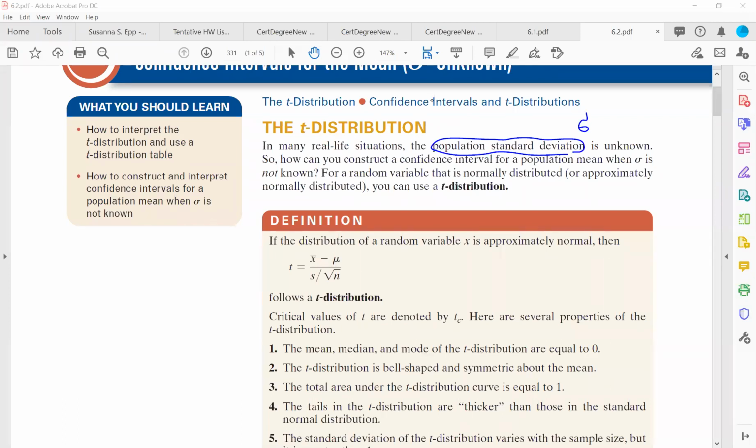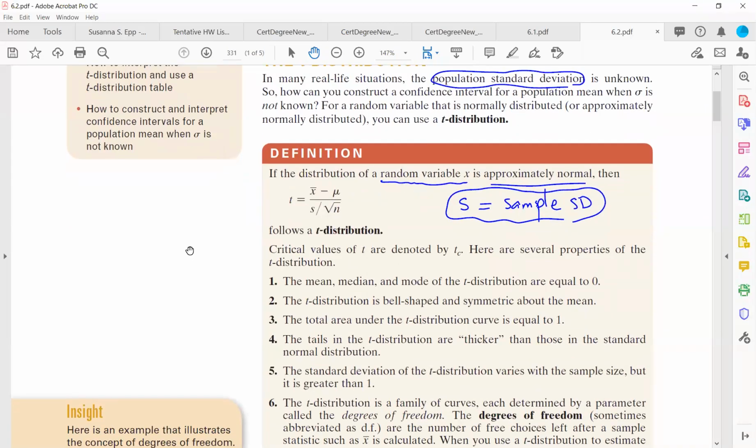If the distribution of a random variable like X is approximately normal, then T is defined as X bar minus mean divided by S over square root of N. Remember that S is the sample standard deviation. So when the population standard deviation is unknown, instead of using sigma, we use the T-distribution and S. In this case, critical values for T are denoted by T sub C.